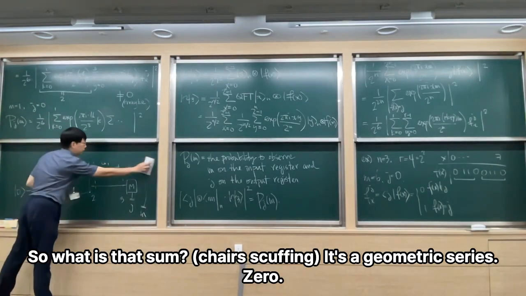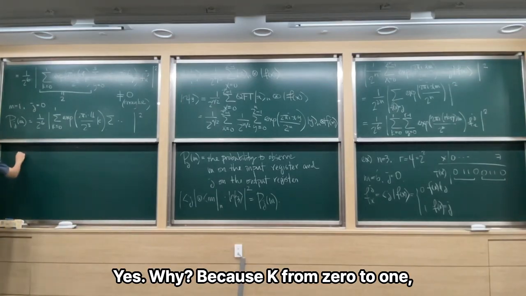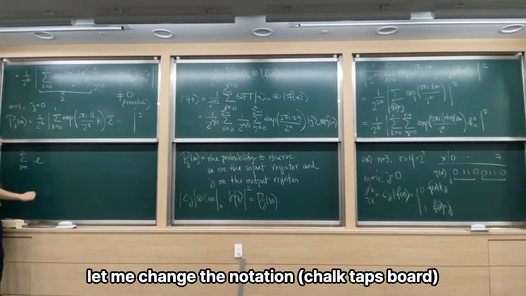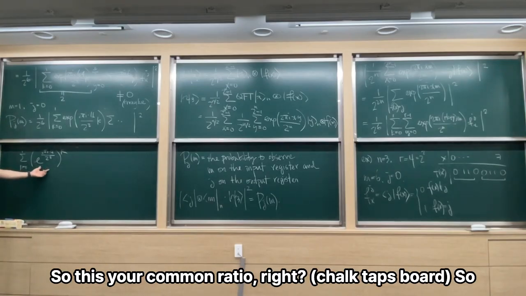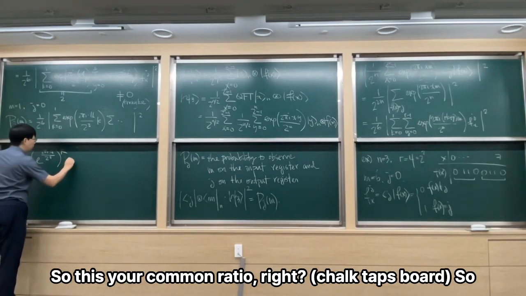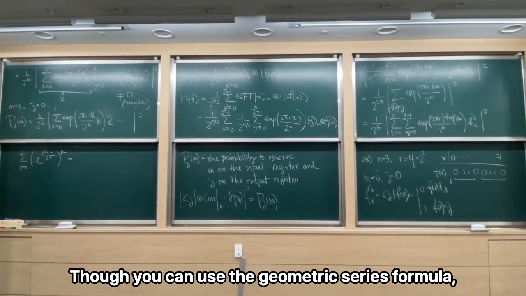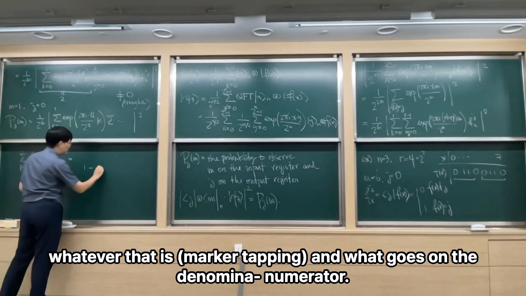It's a geometric series. 0, yes. Why? Because k from 0 to 1, so even though I wrote this way, let me change the notation. 2 pi I times 4. It's times k, right? So this is your common ratio, right? So how do you do? So it's a simple sum here, though you can use the geometric series formula. So it's 1 minus the common ratio, whatever that is.